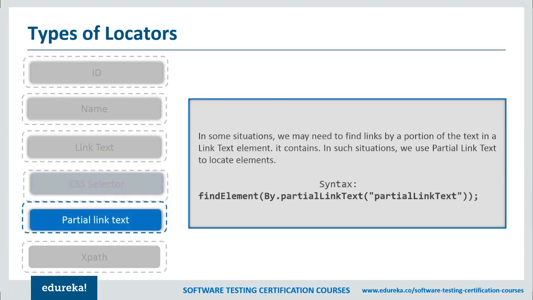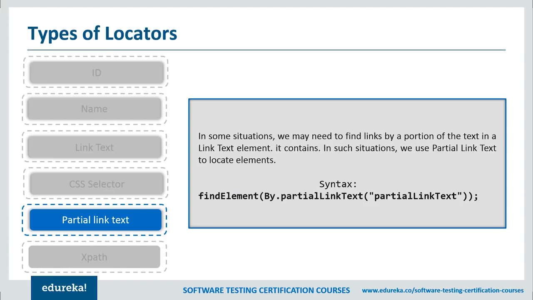Next will be your partial link text. In some situations we may have to find the links by a portion of the text that it contains, because the proper text will not be there. In such cases, we can use partial link text to locate the elements.